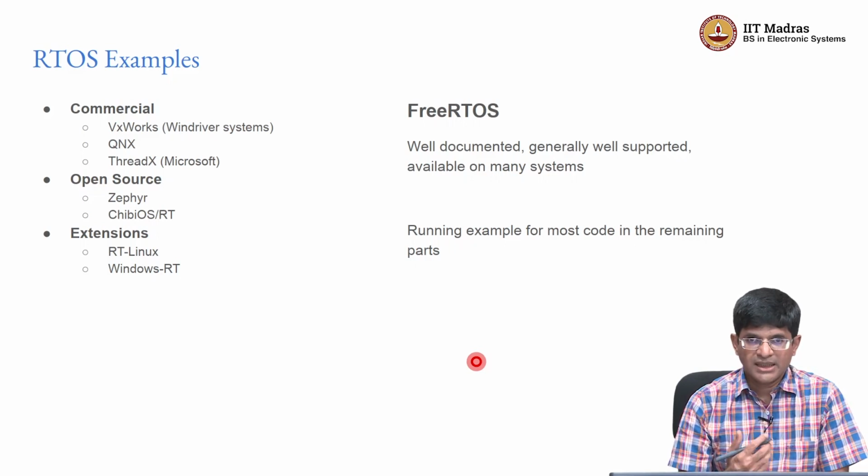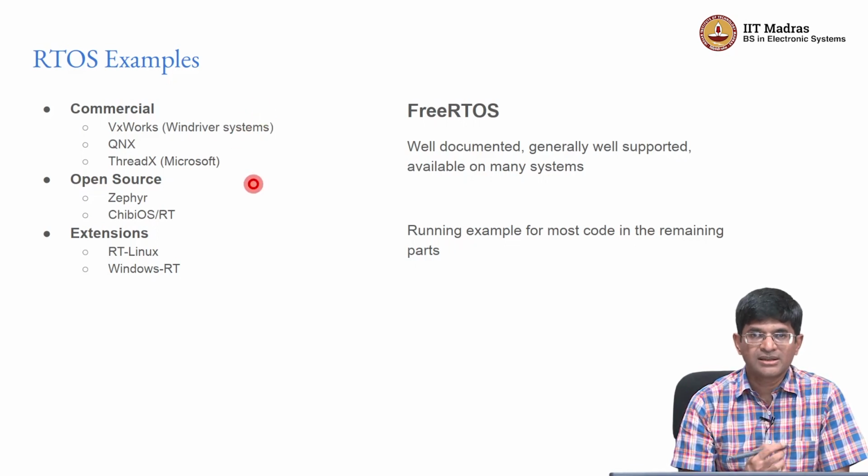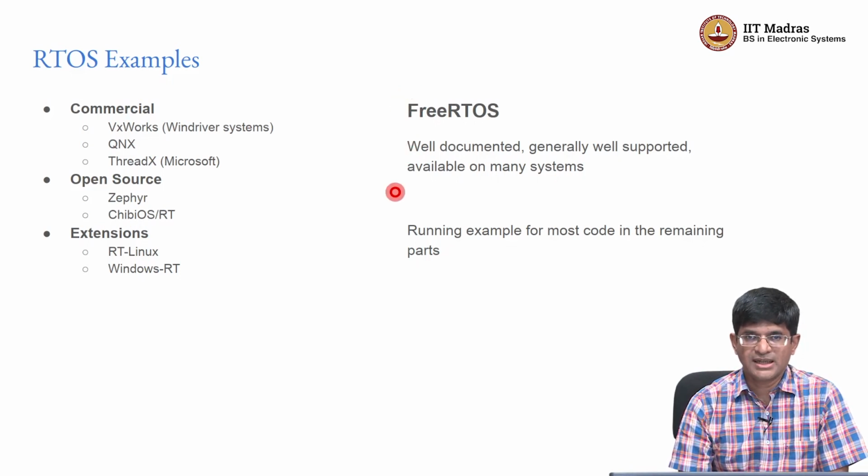But in our case, it turns out that yes, it is well enough documented and generally well supported and is available on sufficiently many systems that it makes sense to consider it. Is it the most efficient? Possibly not. There are definitely reasons why the commercial systems exist. The kind of functionality and the kind of support that they provide are probably better, at least in some specific cases, than what can be got from a free operating system like FreeRTOS. But for our purposes, at least to understand what an RTOS is and to get started, this more than serves the requirements, and this is what we will be taking up as a running example.